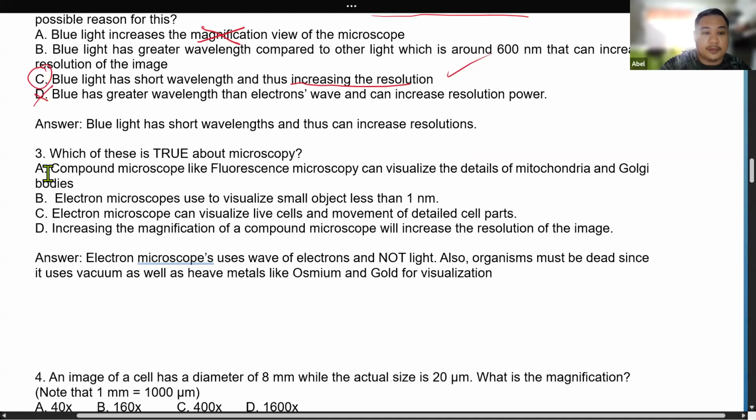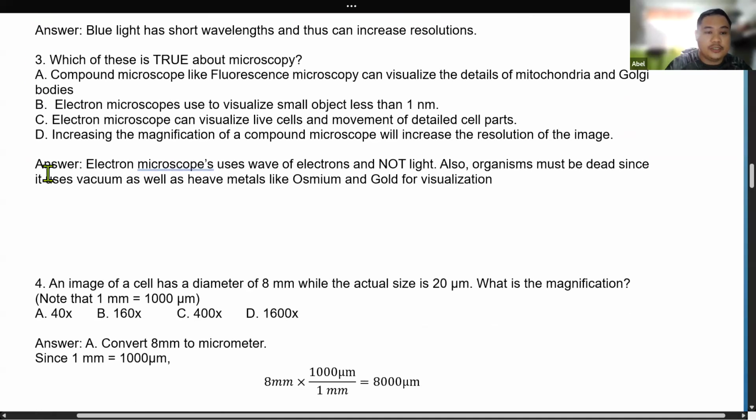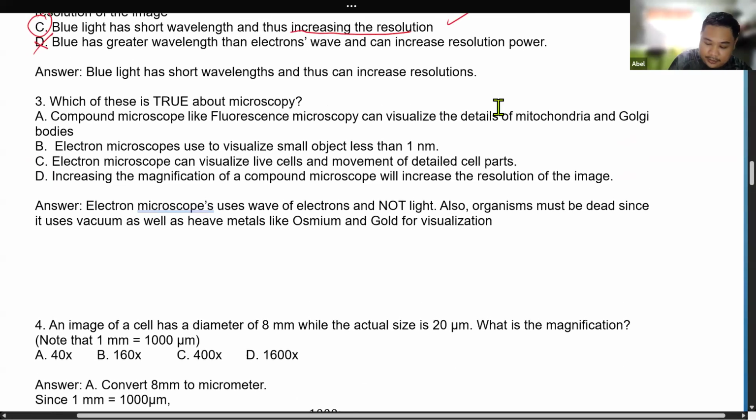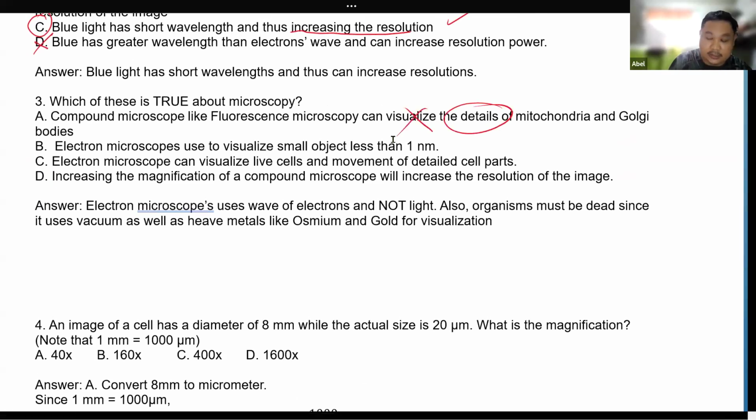How about number 3? Which of these is true about microscopy? Here, A: a compound microscope like fluorescent microscopy can visualize the details of mitochondria? No, we cannot visualize the details of the mitochondria because we need to use electron microscopy for this. Electron microscopy.